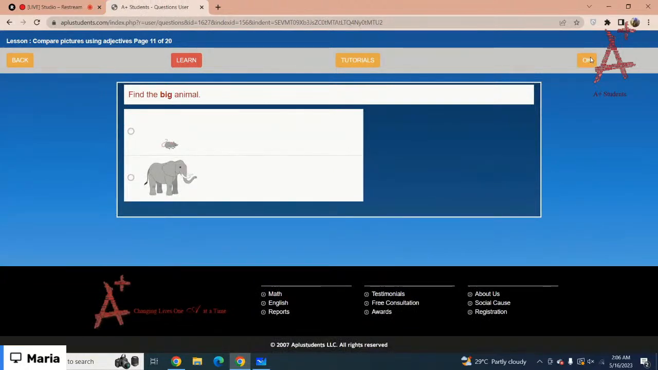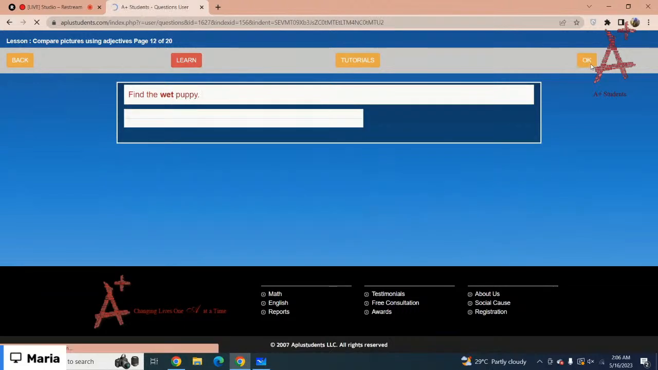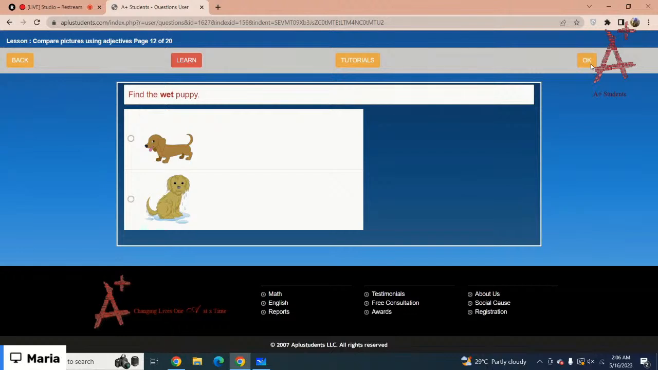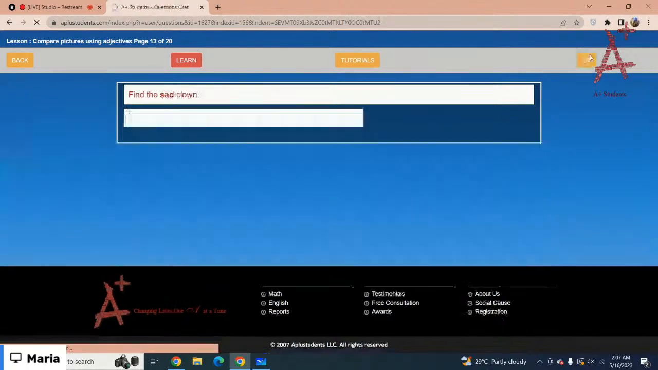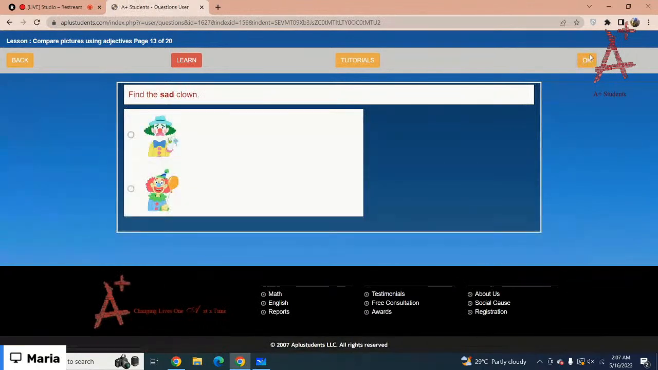Find the big animal. Which animal is big? One or two? Second one is big. Find the wet puppy. Which puppy is wet? One or two? The second one is wet. Okay, find the sad cloud. Which cloud is sad? One or two?